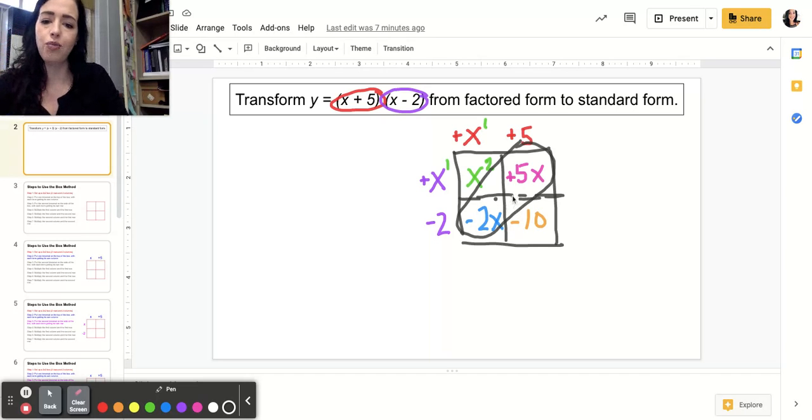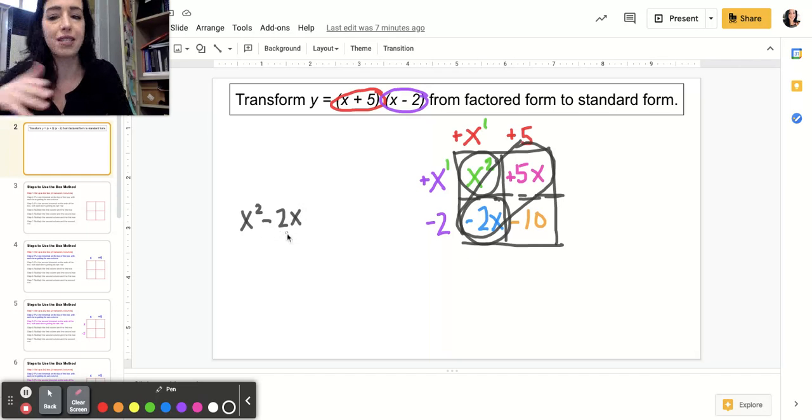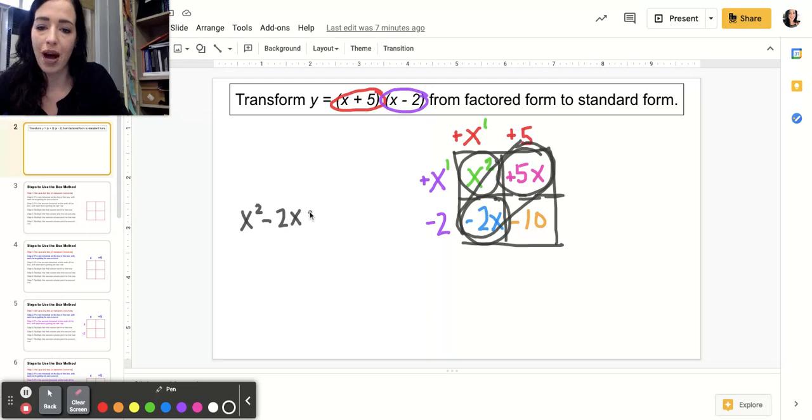So what I'm going to do now is take the numbers inside of this box and put them together horizontally in the order that we did them. So we started with x squared. I'm going to put x squared here. Then we went to negative 2x. I'm going to put negative 2x. And you can see now it kind of looks like minus 2x. It's the same thing, but we have to make sure that we remember that negative. Then we went up here to our positive 5x or plus 5x. And last, we found the negative 10 or the subtract 10.